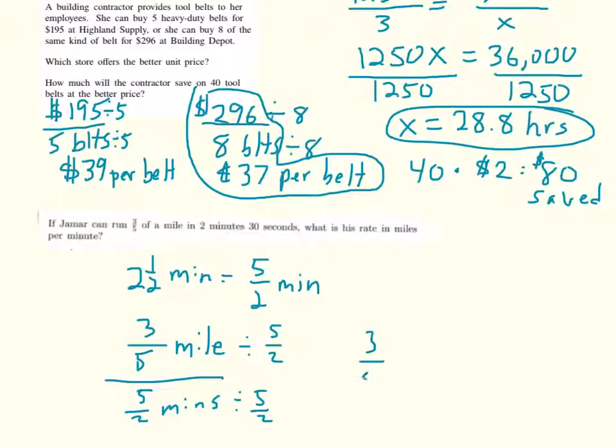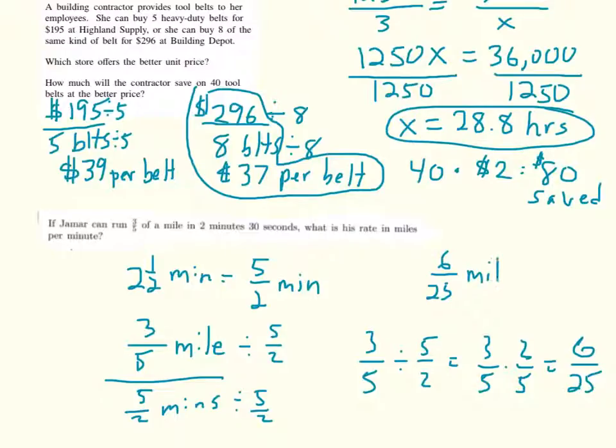So 3/5 divided by 5/2 is the same as 3/5 times 2/5. So his unit rate is 6/25 of a mile per minute. And that's the end of the lesson.